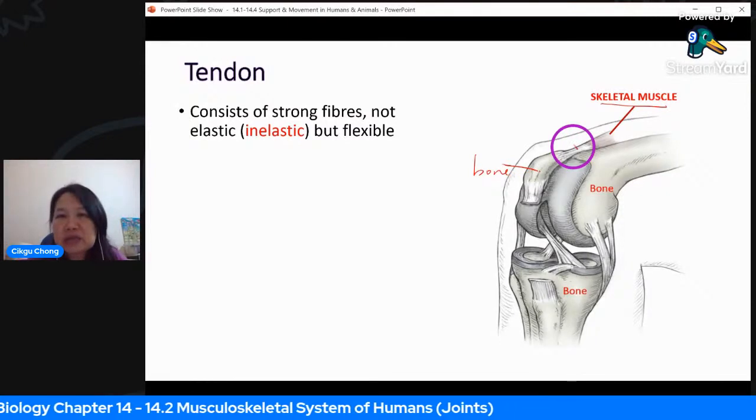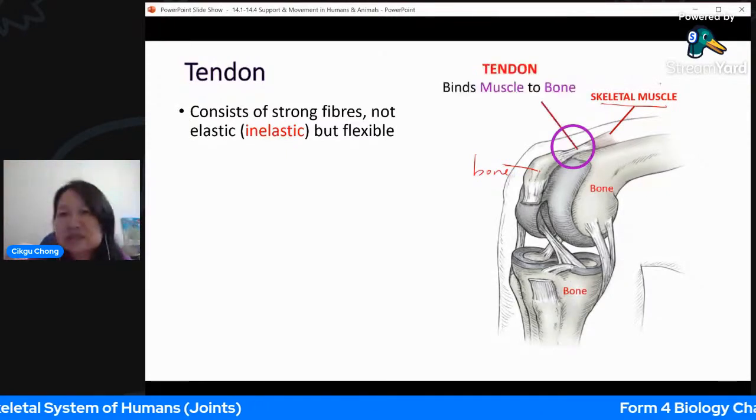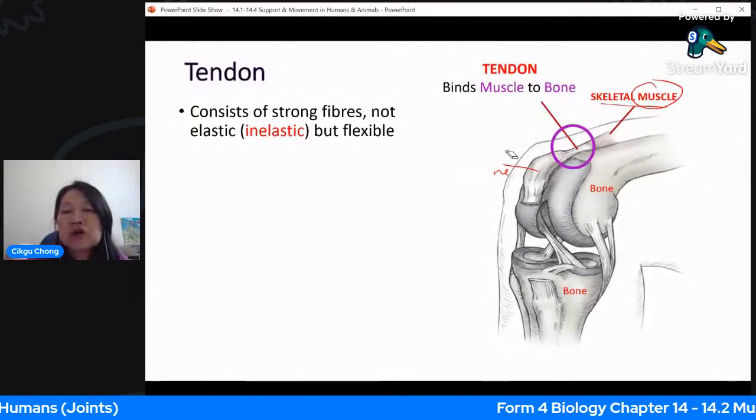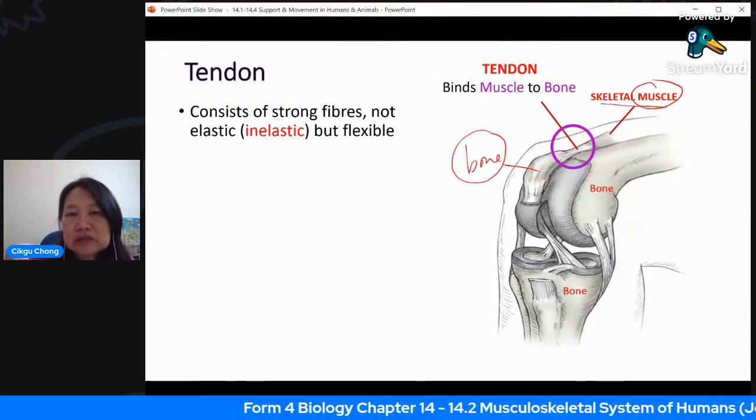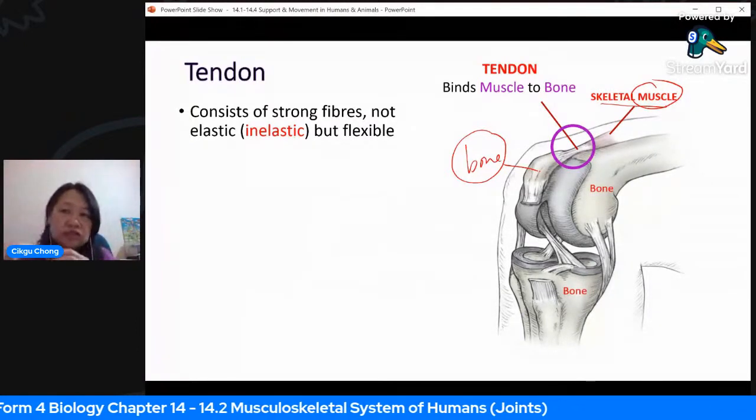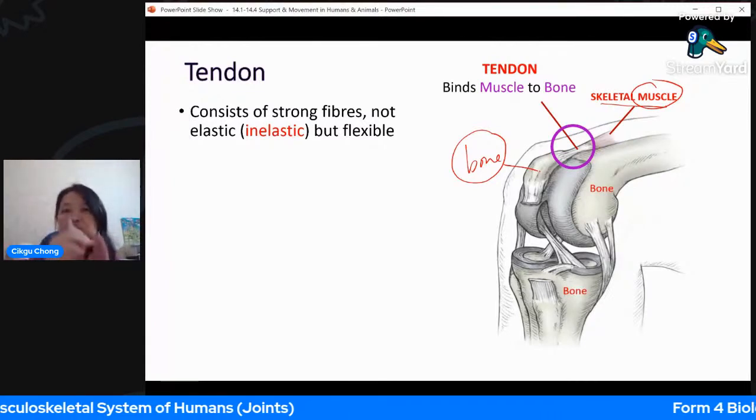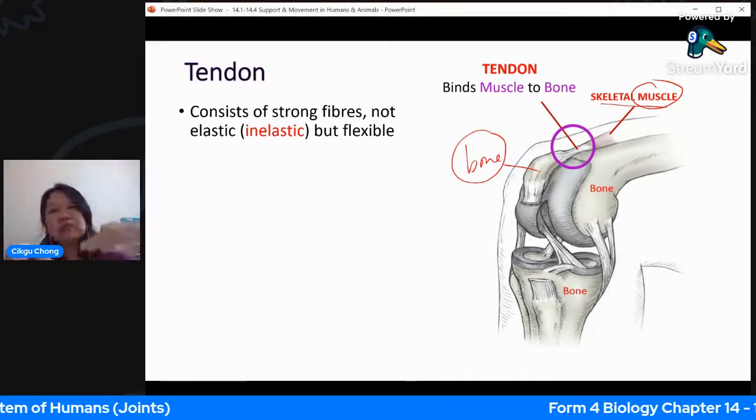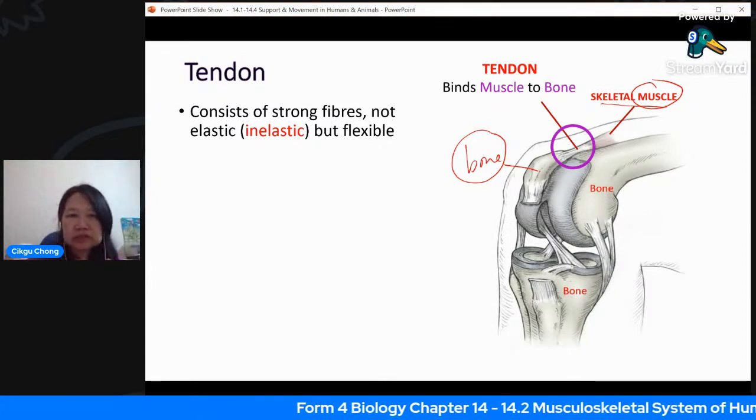The tendon's function is to join the muscle to the bone. It connects the muscle to the bone. You know what it is for? It's actually to transfer the pulling force of the muscle to the bone, so the bone can be raised, can be moved up or down. Now, so you can see tendon here.